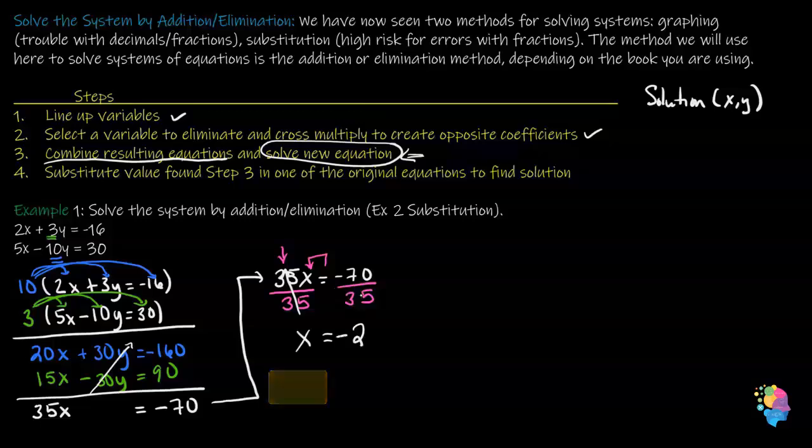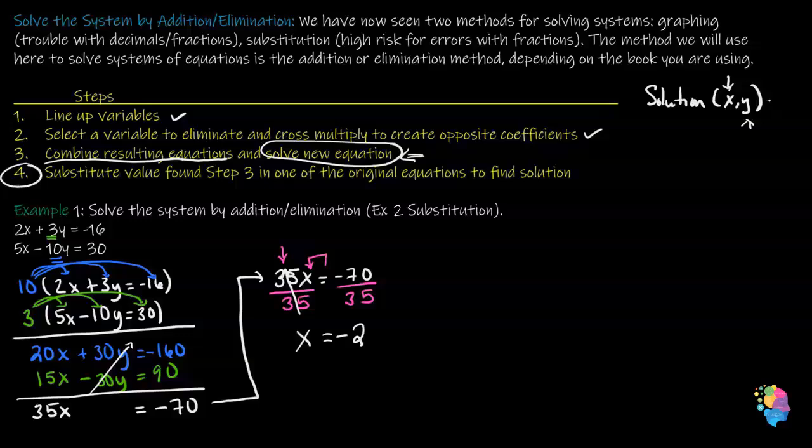Now be very careful here. This is not the final result. Remember, the solution is an x and y value. This is an ordered pair. We only found the x. We still need to go find the y value, and we do that by completing step 4.